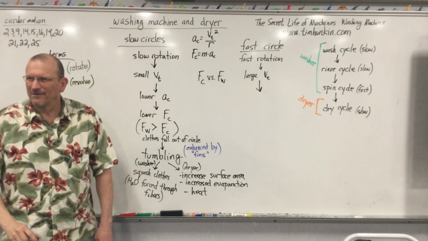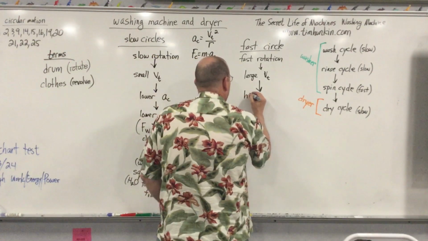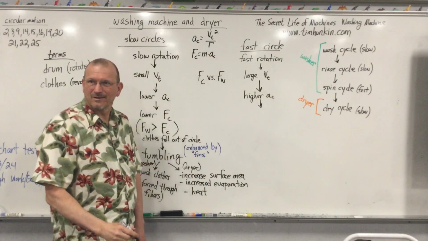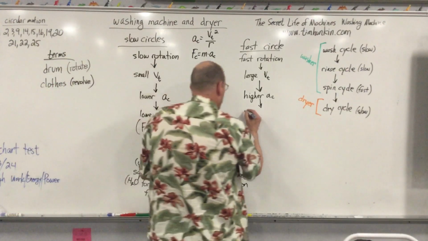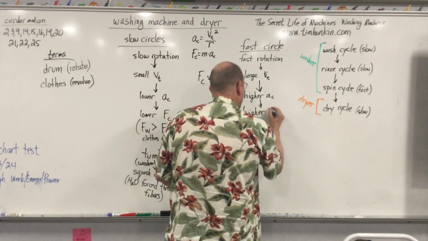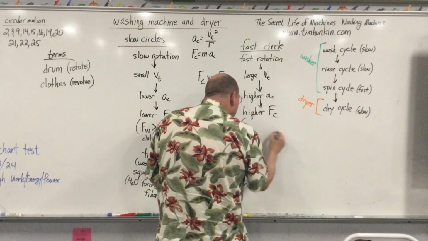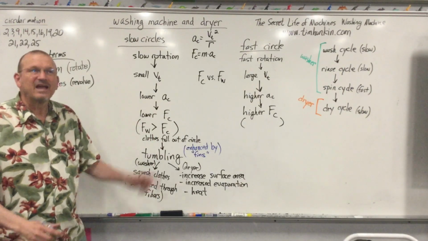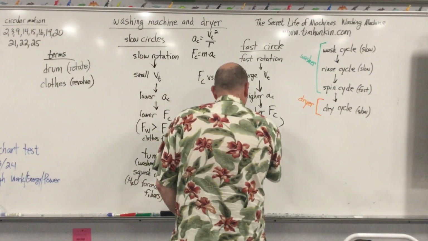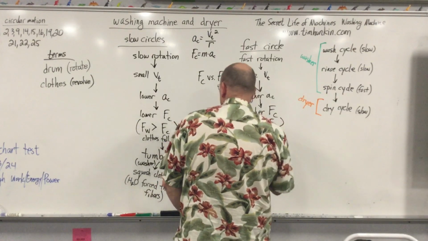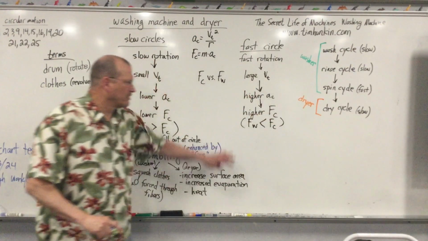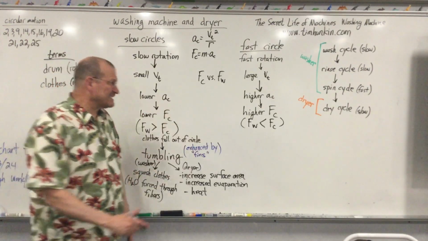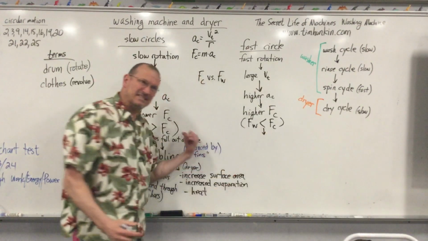What's the next thing you get? Higher a_c, which leads to higher F_c, and what am I going to put in the parentheses below this one? F_c is greater than F_w now. So I'm going to leave F_w and F_c on the same sides, but I am switching the arrow. Now, because of this, what do the clothes do that they didn't do over here?